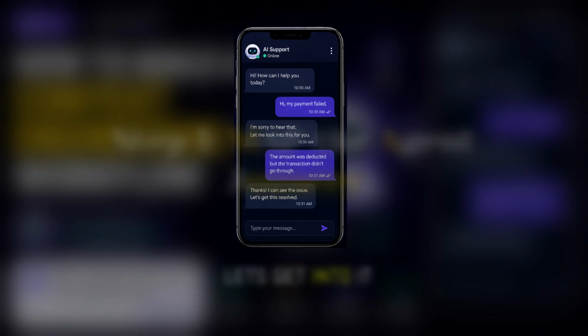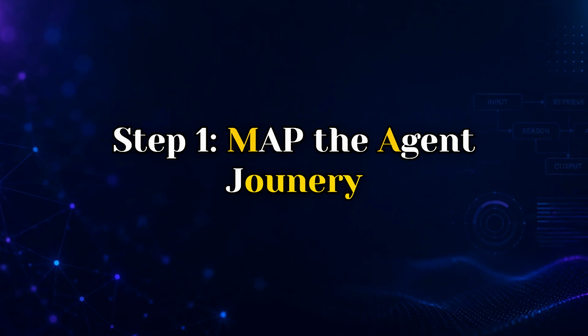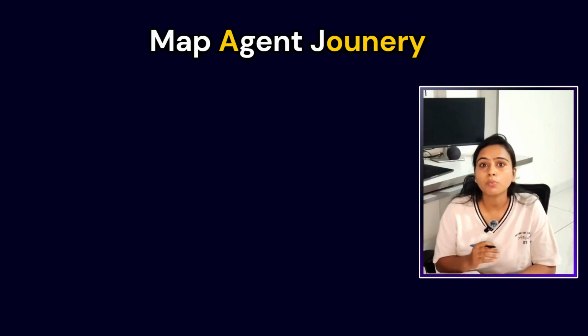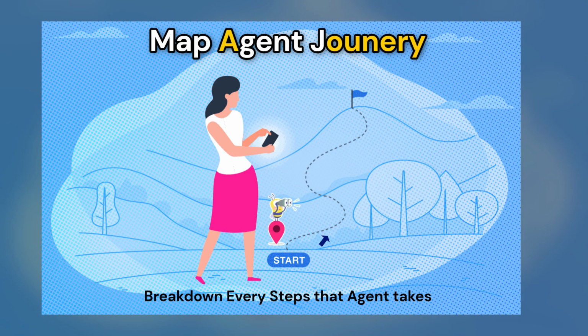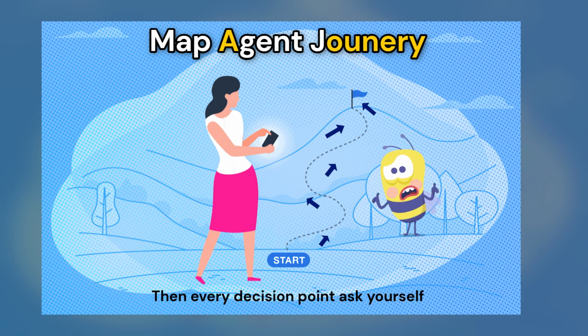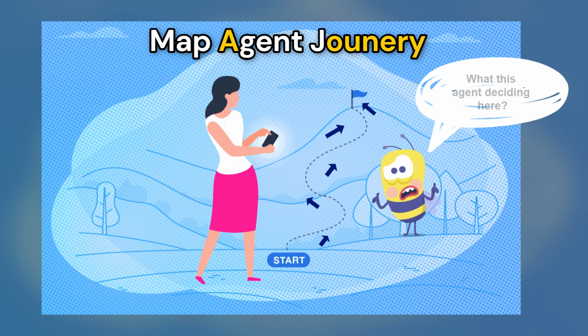Let's get into it. Step 1: Map the agent journey. Step 1 is very simple. You just need to map the agent journey. Break down every step the agent takes. And then at every decision point, ask yourself, what is this agent deciding here, and what does it need to make that decision correctly?